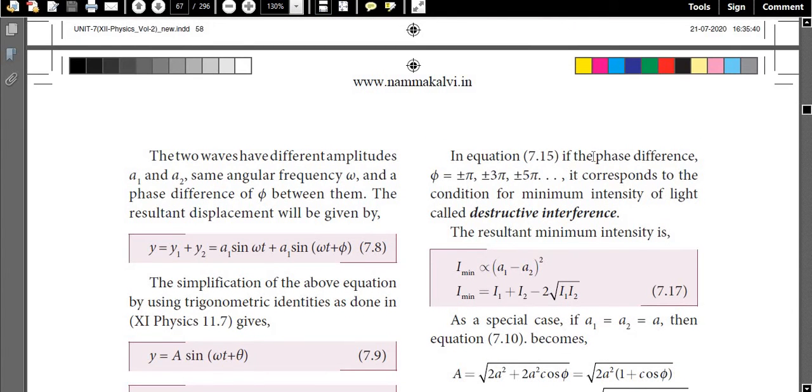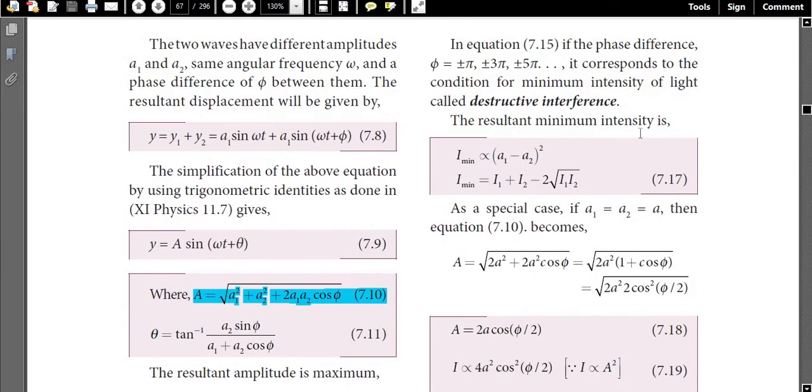In equation 7.1, if the phase difference phi is equal to plus or minus pi, plus or minus 3 pi, plus or minus 5 pi, this corresponds to the condition for minimum intensity of light, called destructive interference. So the resultant minimum intensity I minimum is directly proportional to (a1 minus a2) square.